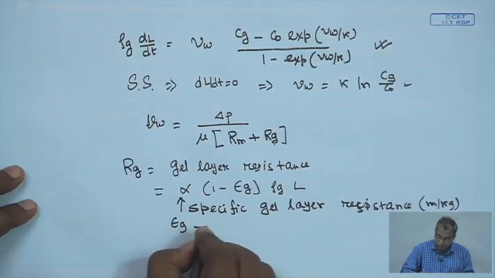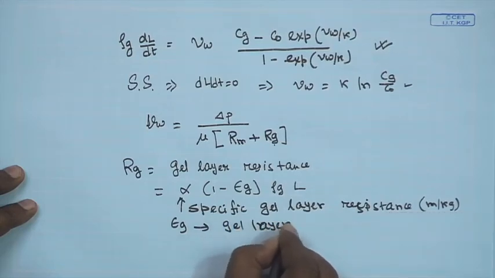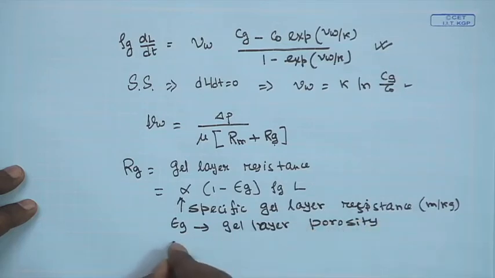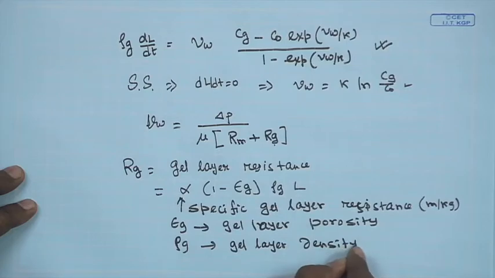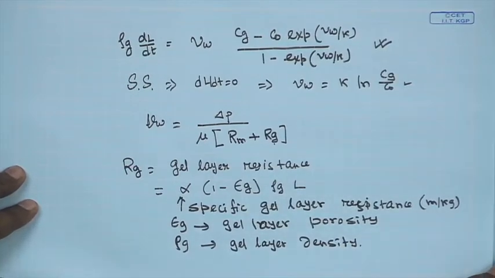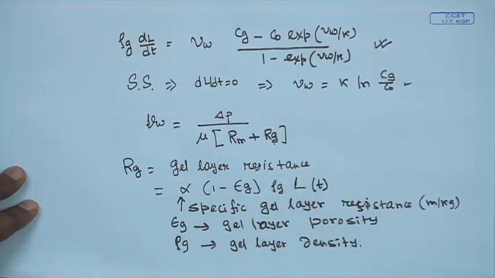Epsilon g is the gel layer porosity, rho g is the gel layer density. Typically, the gel layer density will be slightly higher than the water density, typically around 1050, 1100 kg per meter cube, like that. And L is the gel layer thickness, which will be essentially a function of time.